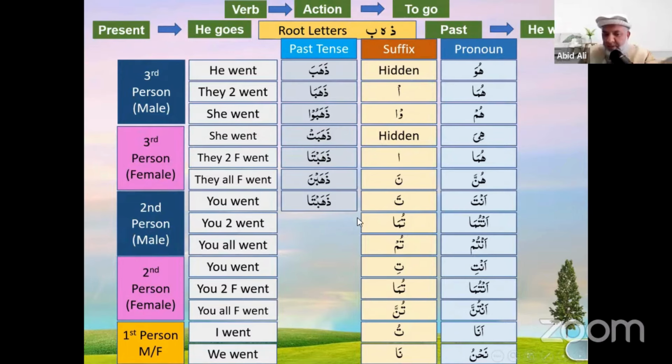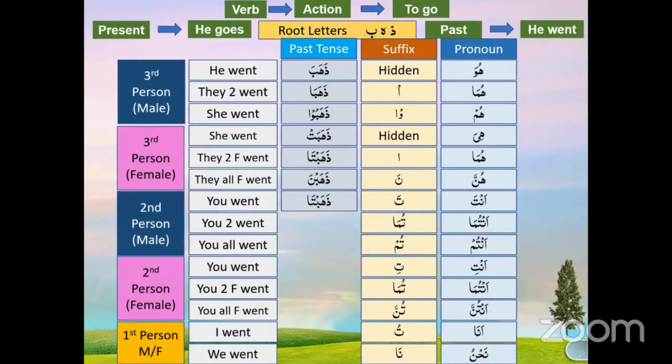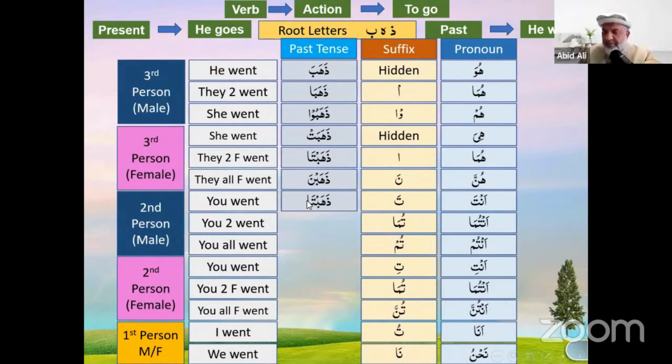It's like zahab ta. So if it has a zabar on the ta, then it's male, without the alif. Zahab tuma, you two male went. Zahab tum, you all male went. If you have to say she went or you went female, you're going to say zahabti.